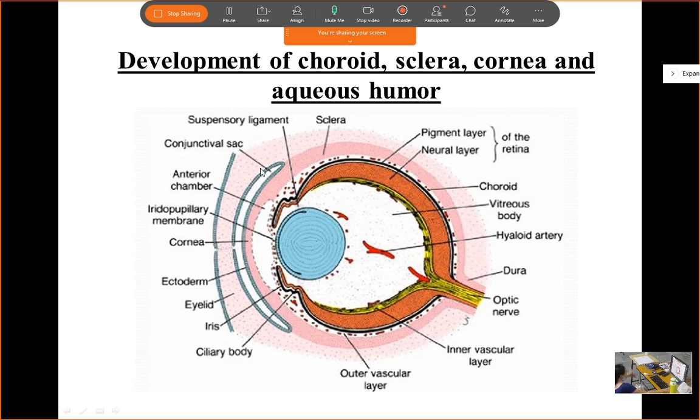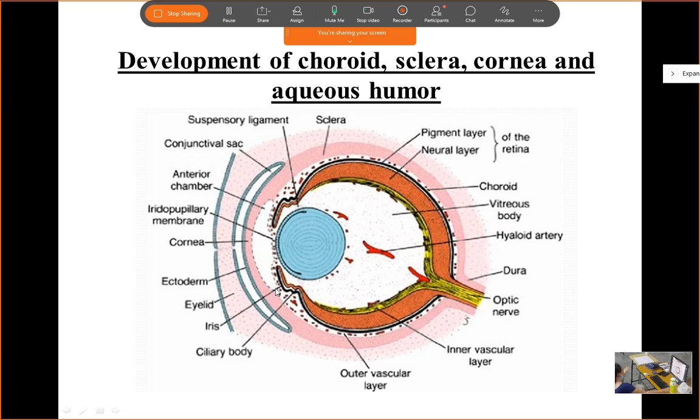The anterior epithelium of the cornea is formed by the surface ectoderm, whereas the endothelium is formed by the mesenchyme. So the cornea has three parts. One is the anterior epithelium, one is the stroma of the cornea, and another is the posterior endothelium.